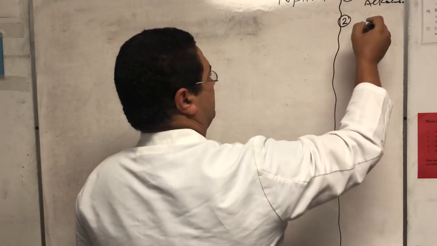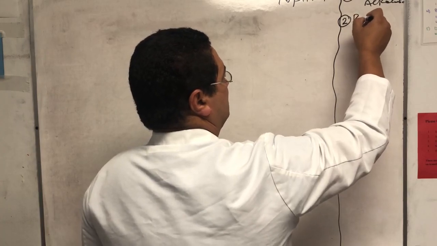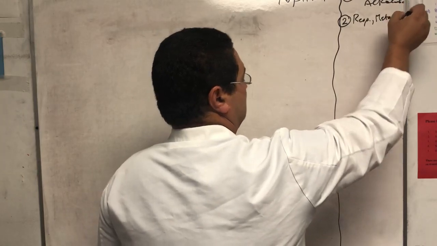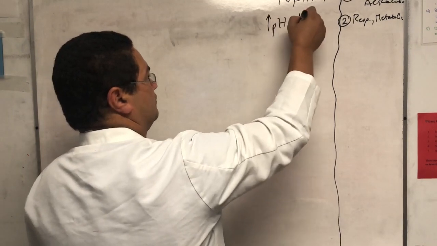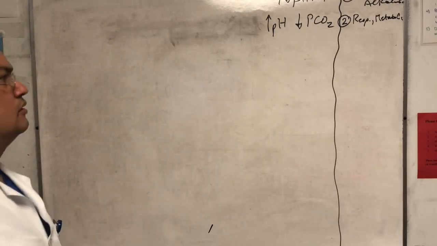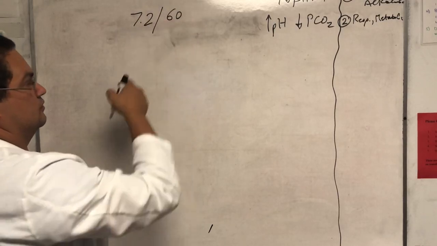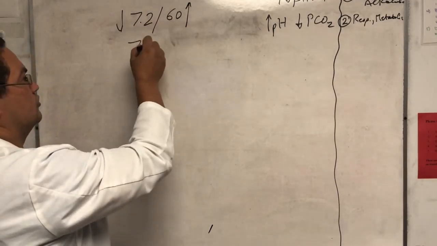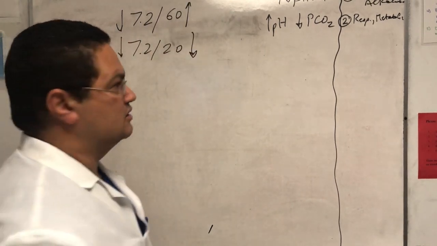Number two, you need to find if it's respiratory or metabolic. Right? And that's also easy. If the pH is going in the opposite direction of the PCO2, it's respiratory. So if I have 7.2, 60, that's respiratory. If I have 7.2, 20, that's metabolic. Right? So that's easy.